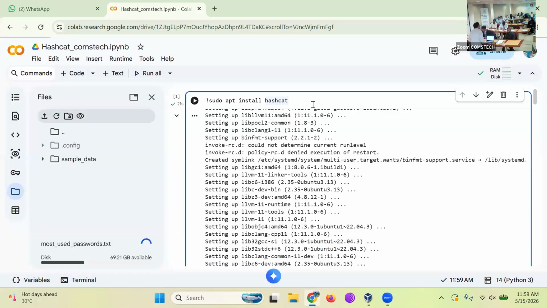Okay, Hashcat is a utility to break your password.